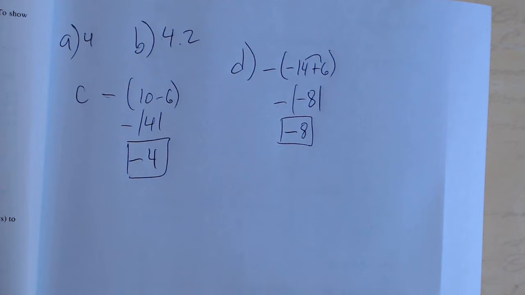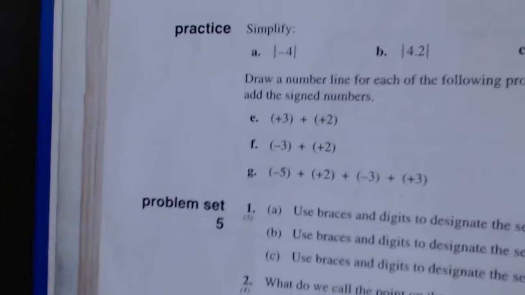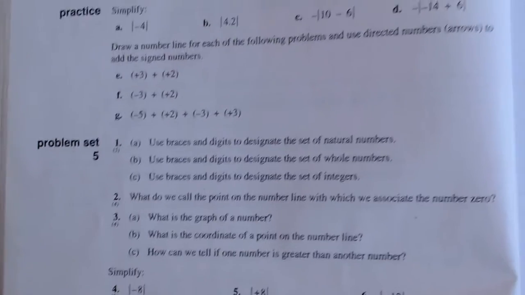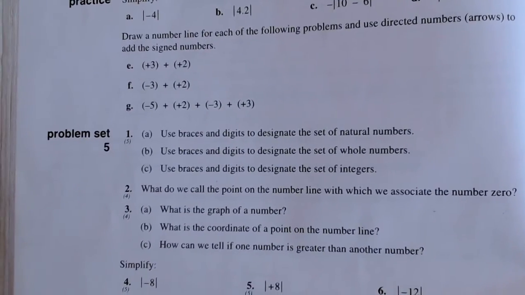So our answer is negative 8. Now, let's go to E, F, and letter G. So we have to draw a number line for each of the following problems and use directed numbers or arrows to add the signed numbers. So we've got positive 3 plus 2. So let's do a number line for E.